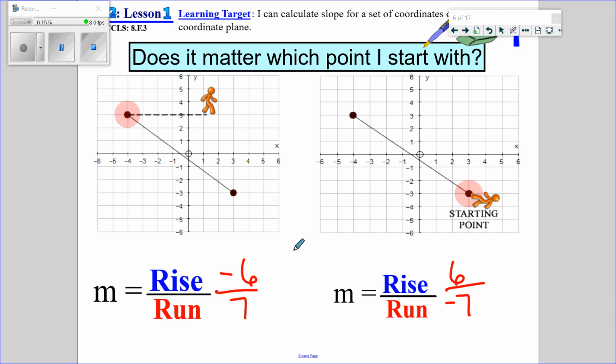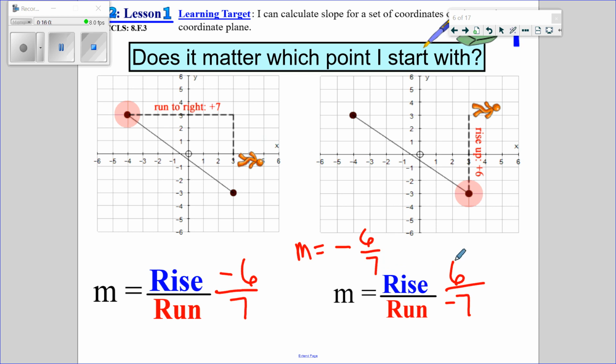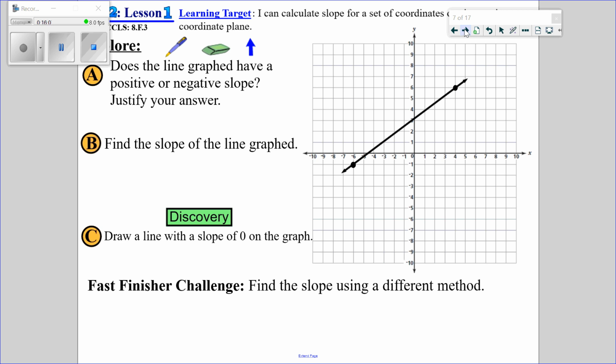So we also could write this slope as -6 sevenths. All three mean the same thing. Let's go to the next slide. Does the line graph have a positive or a negative slope? Justify your answer. So if I look from left to right, it's increasing, it's upward. So I know it's a positive slope. How did I know? It's because it's increasing from left to right and it's pointing upward.